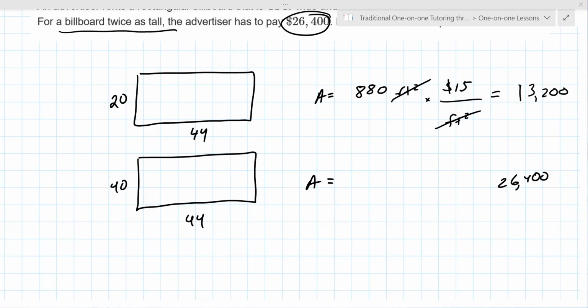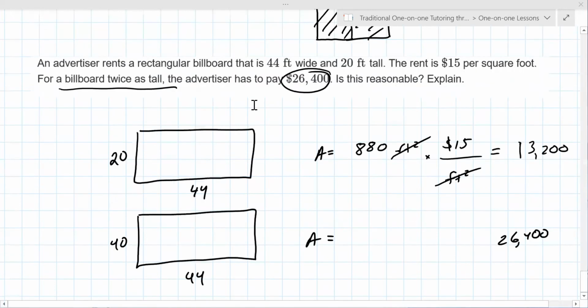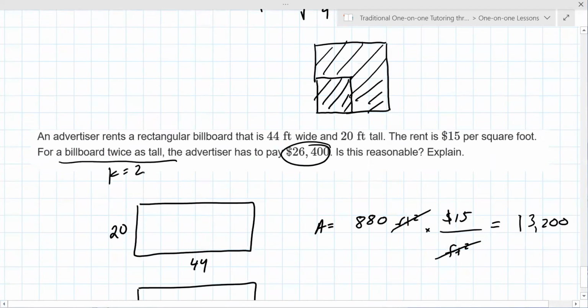Okay, so a similar problem here. What was our k in this problem? Our k is that we were doubling. But we're only doubling one dimension. So that's why the 13,200 only went up by 2. If we double both dimensions, it would have to go up by 4.